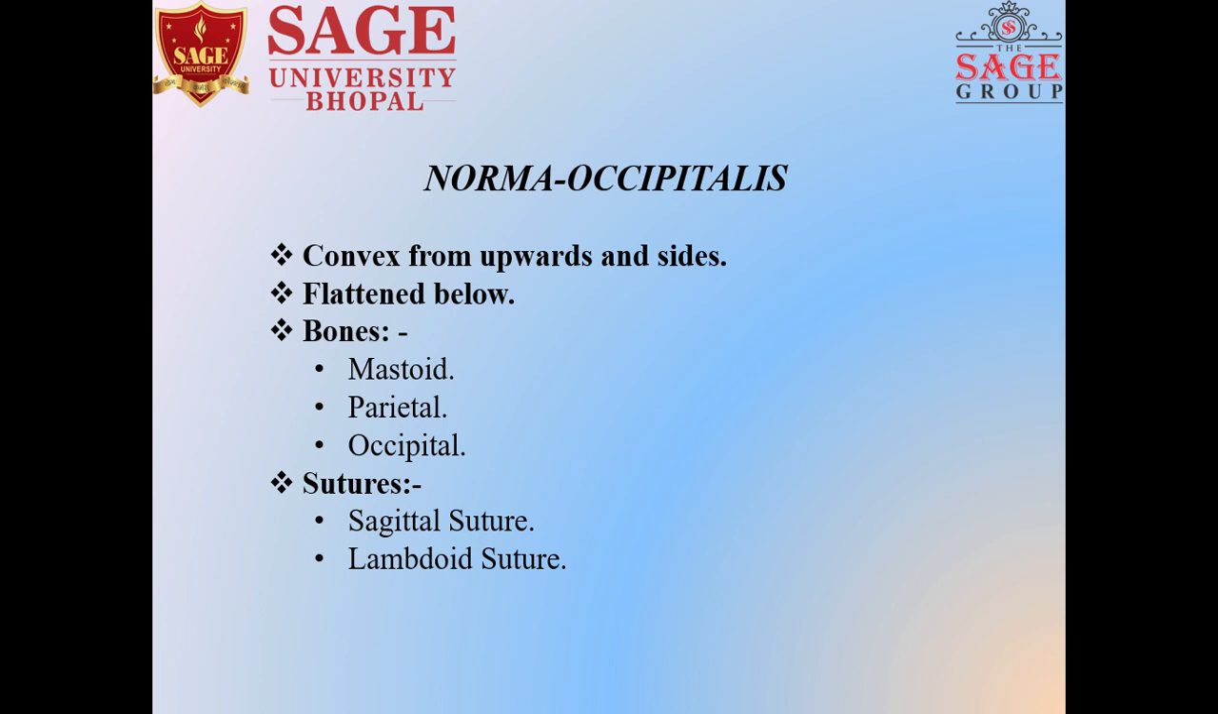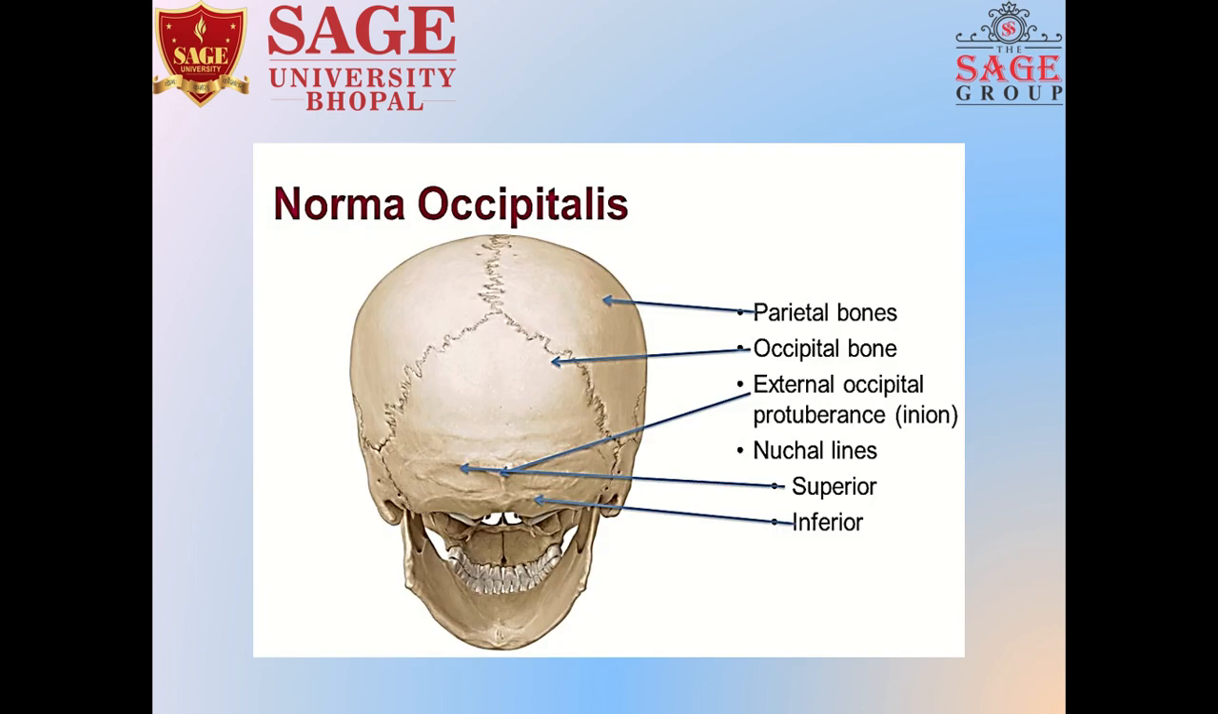Now let us discuss norma occipitalis. Norma occipitalis is convex from above and the sides. It is flattened below, and the bones that comprise norma occipitalis are as follows. The first is the occipital bone, next the two parietal bones and the mastoid bones. The sutures that we see in norma occipitalis are the sagittal suture and the lambdoid suture. This is the general overview of norma occipitalis.